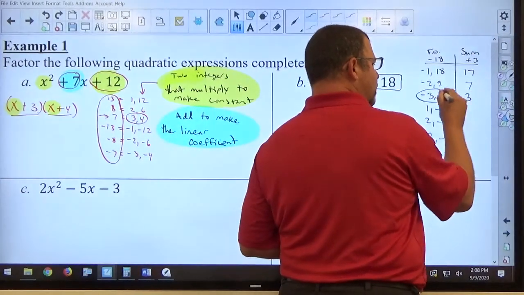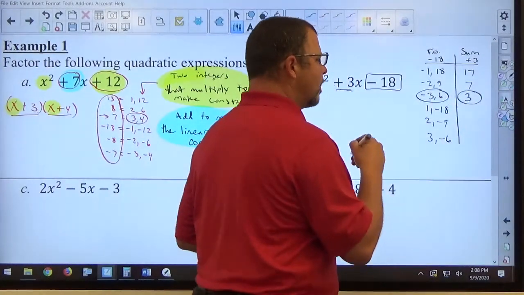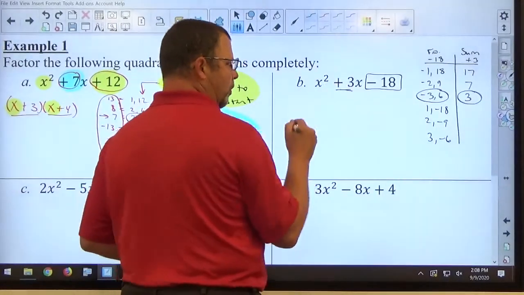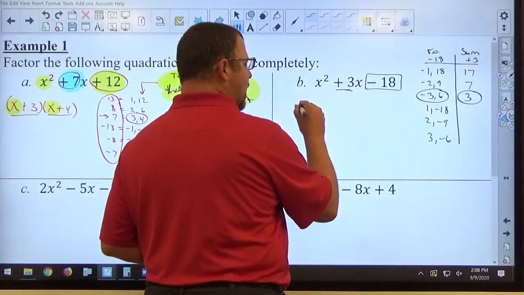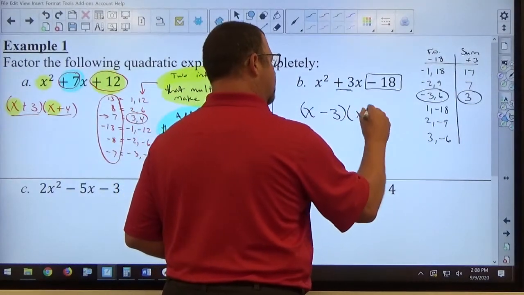Once you get the pair, see that's the right sum, right? We already know it multiplies to make negative 18, and it's the right sum. Once you get the right pair, don't feel like you have to complete the list. You can if you want to, but I found what I'm looking for. So again, the letter I'm working with here is x. I'm going to put x minus 3 and x plus 6.